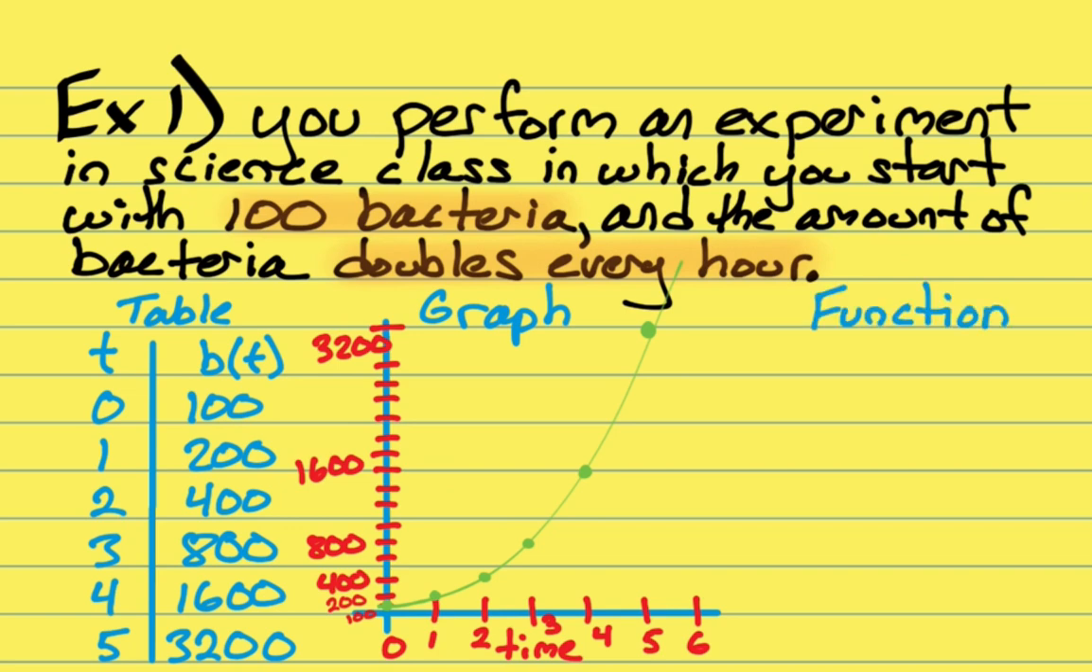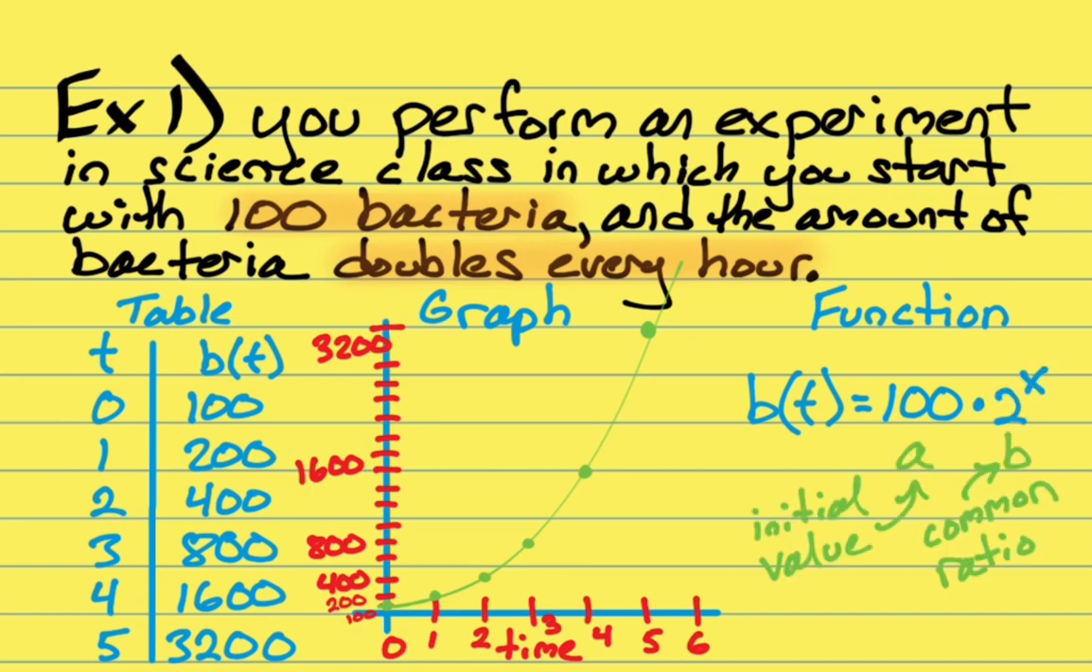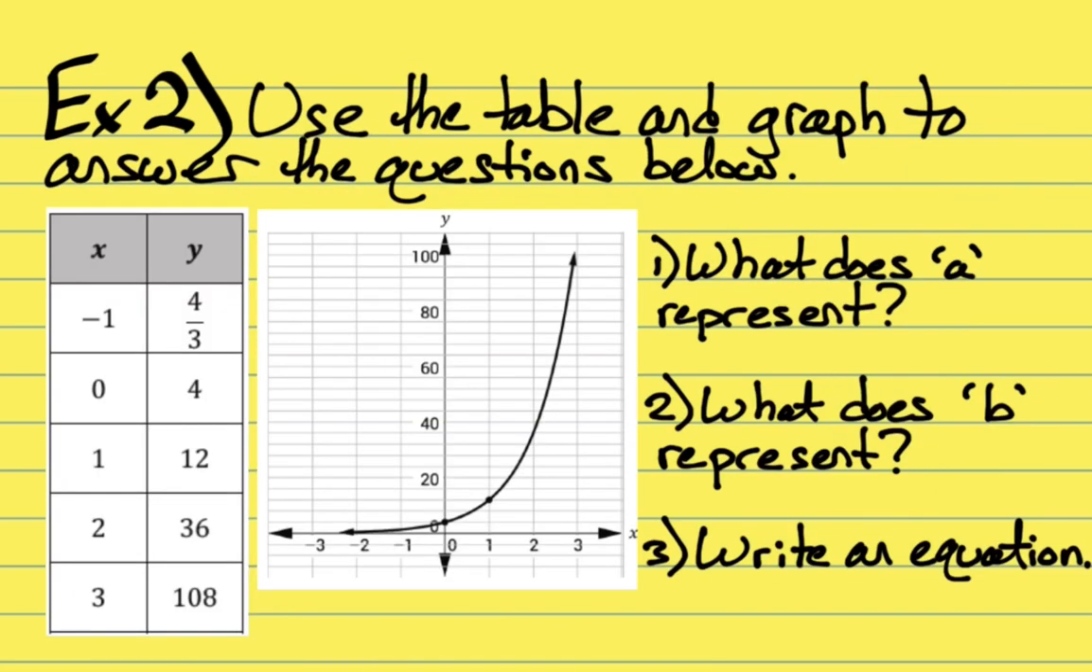Lastly, let's take a look at what the function for the situation would look like in its equation form. We'll start with B of t. The initial value is 100, so A is 100. And then since it said doubling in the prompt, we multiply by 2 and raise that to the power of x. And that's it. Being able to understand these three versions of exponential functions will help you in the problems to come. Let's do another example.